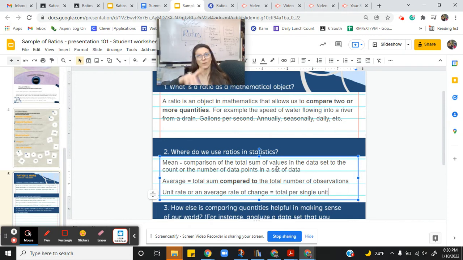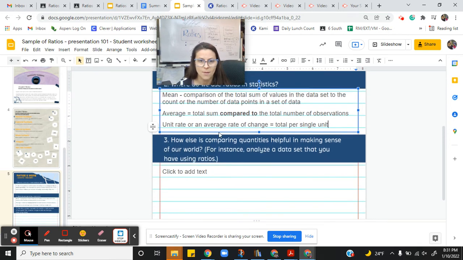So even though temperatures go up and down, even though the water usage is higher during shower times in the morning and less at night when everybody's sleeping, we can use unit rates to help us think about bigger scale, like on average, how much water is being used in a day or in a morning or in the summer months or the winter months or in 2000 versus 2022, things like that.